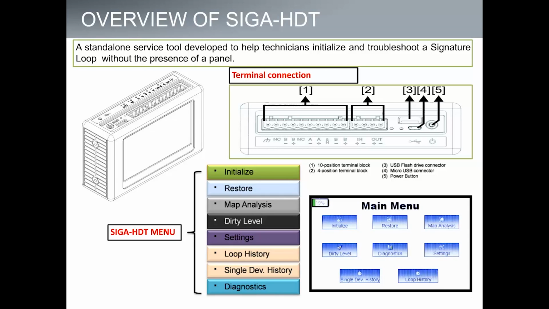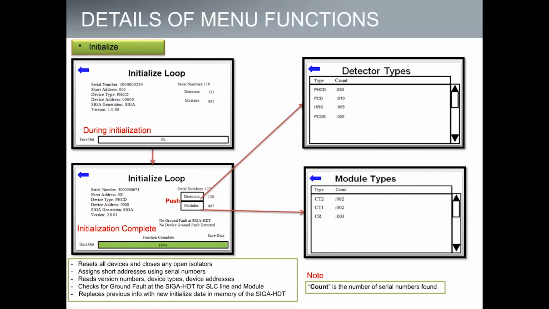Once the tool is charged and you turn it on, you will see the main menu displayed. The options on the main menu are initialize, restore, map analysis, dirty level, settings, loop history, single device history, and diagnostics. When using installation or diagnostic mode, the user must wait 30 seconds for all devices on the loop to power down before connecting to the panel or the SIGA-HDT. Disregarding this may cause problems with the detectors.